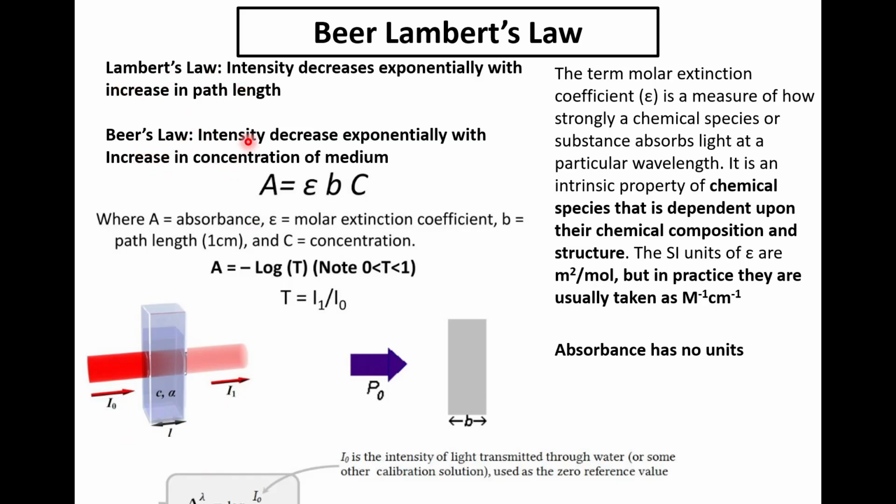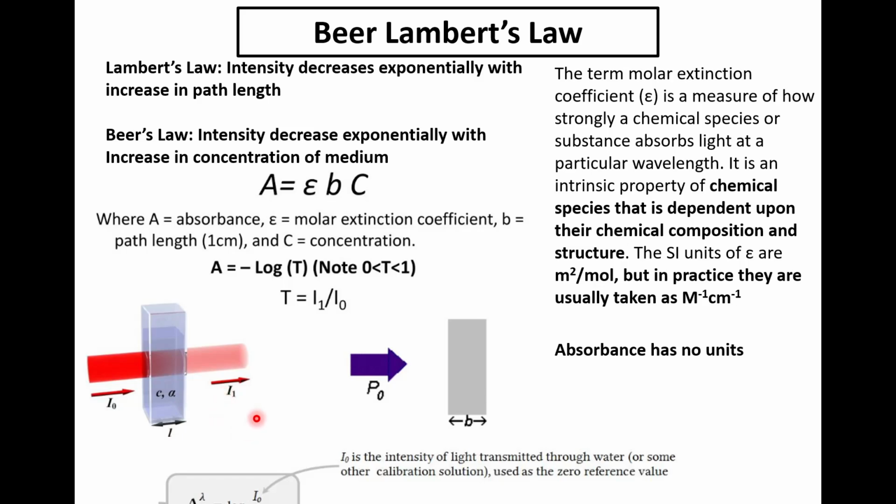Beer's law states that the intensity decreases exponentially with increase in concentration of the media. So the intensity of the incident light that is falling into your cuvette will decrease with the increase in concentration of the media. So the more matter or the more molecules you have in this cuvette, the more photons or light it will absorb.